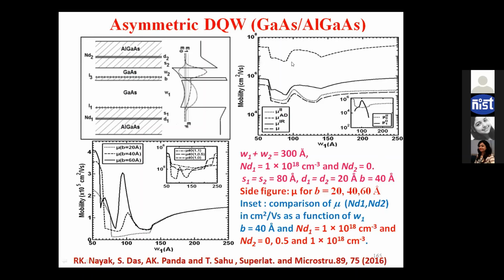And here, this nature is more prominent in this case. That means the oscillatory behavior arises in the IR as well as in the impurity scattering. So you can see this mobility is governed by impurity and IR. So as B increases, as I explained to you, the central barrier has a very prominent effect. As B increases, that oscillatory behavior is very fast, very rising as compared to the lower barrier case.